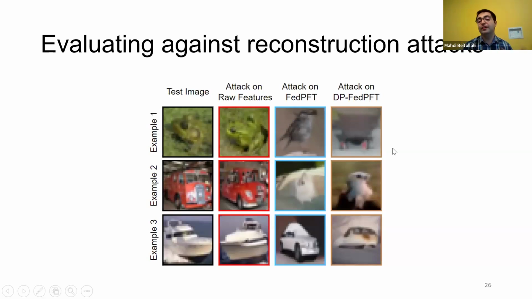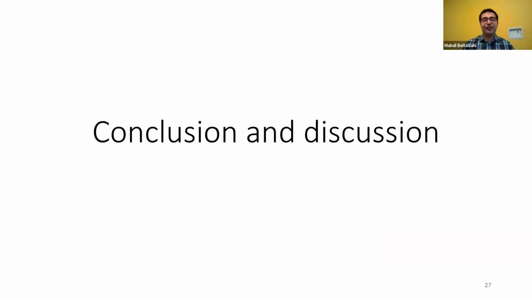And that is very, very good news for us. Without having this DP mechanism, just understanding these parametric models can protect our privacy. Okay, now just a conclusion and discussion.